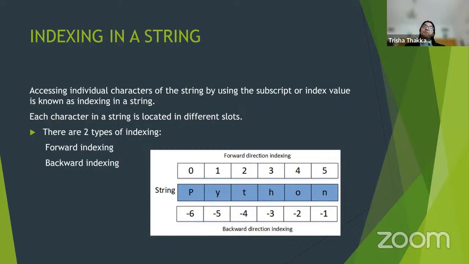The second type of indexing is backward indexing. This indexing starts from -1 till the length of the string. Over here, the last character, which is n, will be given the index -1. The second last character, which is o, is given the index -2, and so on.